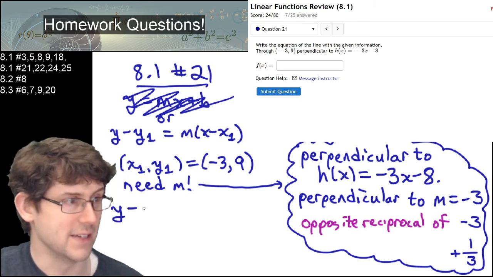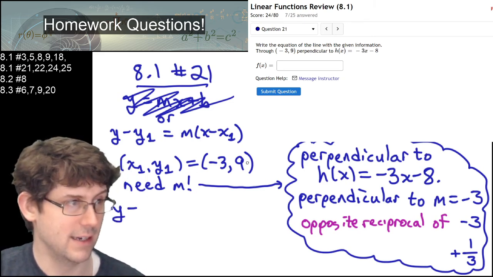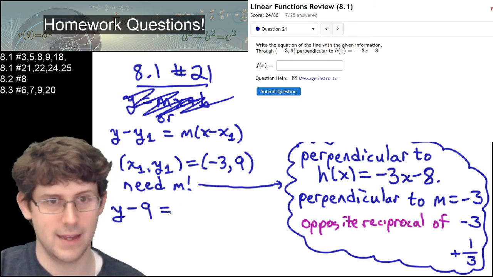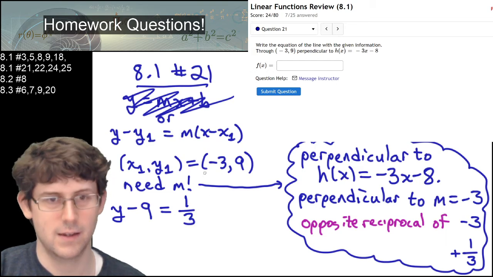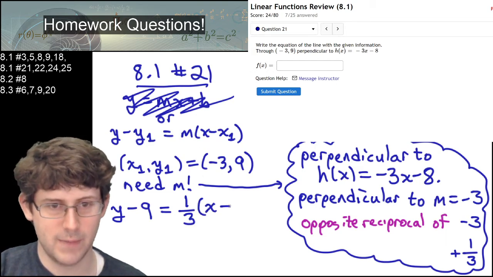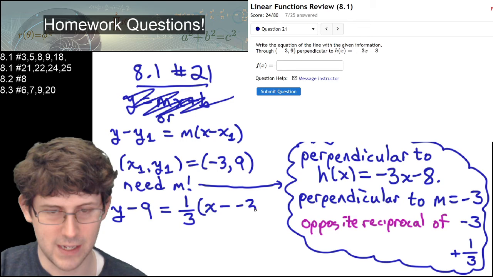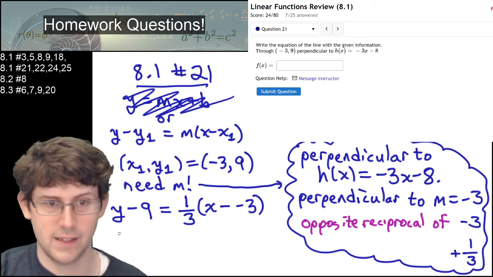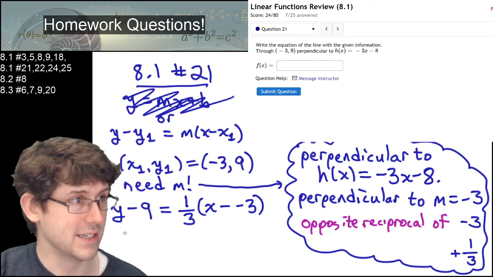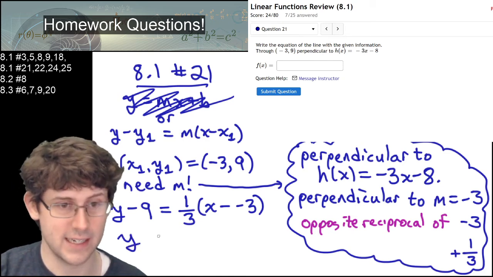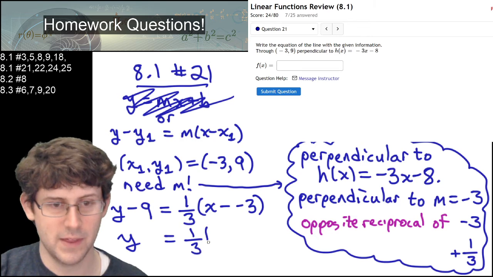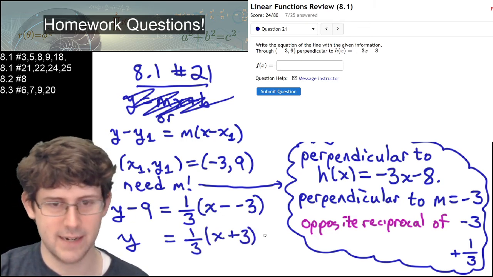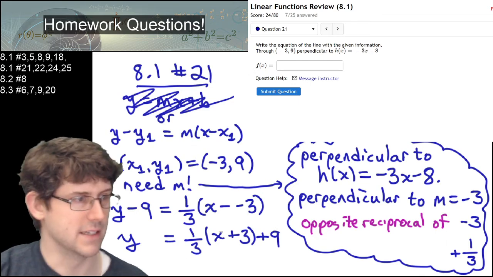When I plug all the stuff in, I'll have y minus 9, 9 is the y1, equals m is a third, times x minus, x1 is negative 3. The question wants it solved for y, so I guess I'll solve for y. It's going to be 1/3 x minus minus 3 plus 9. And this is my answer.